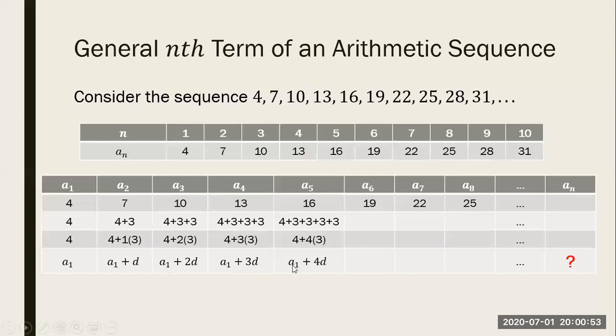Then, sa fifth term natin, a sub 5, we have ganun pa rin, first term, plus 4 times the common difference. So, alam nyo na ano yung nasa 6. Dapat, a sub 1 plus 5d. Okay?